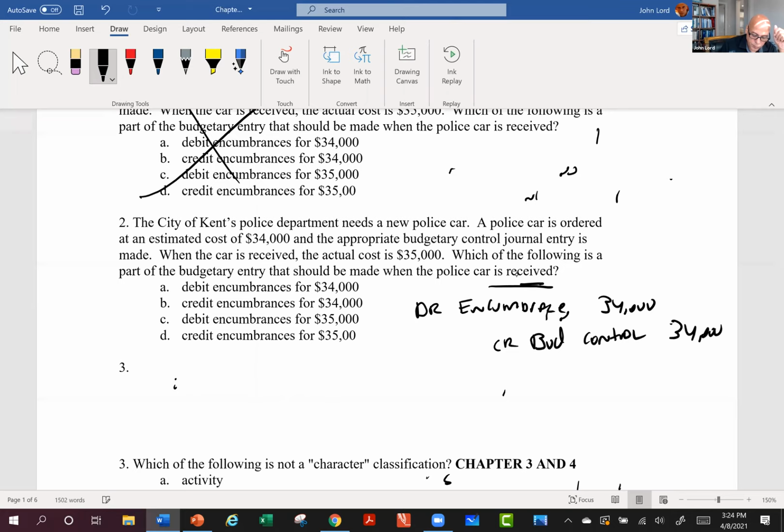Now, what happens when the police cars are received? Would we debit expenditure? Okay, go in order, everything we're supposed to do when the police cars are received. We reverse the entry. Okay, good. That's what I was looking for. Debit budgetary control, $34,000, and credit encumbrance, right?